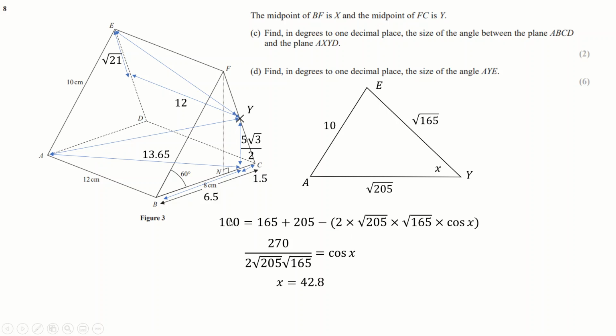Of course, 100 take away this, take away that is minus 270, but then you divide by minus 2, so I cancelled the two negatives. And then I just typed cos inverse of that, and I got this answer here.